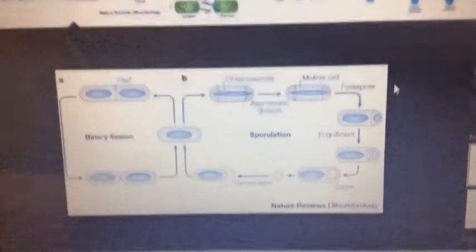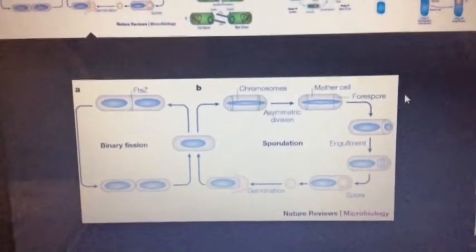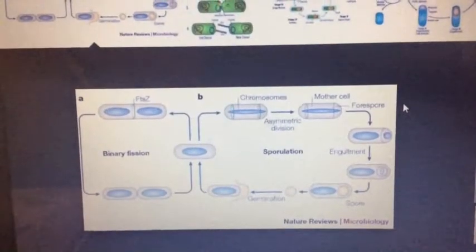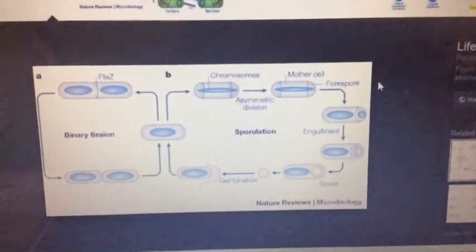This extremely helpful image summarizes pretty well how it reproduces. On the left, you have the basic splitting apart into two, and on the right, you have the fully fleshed out process.